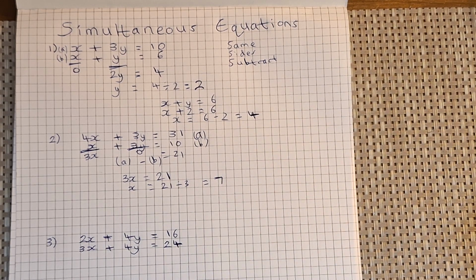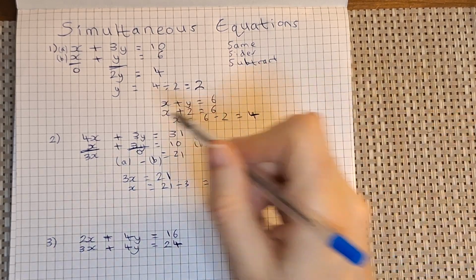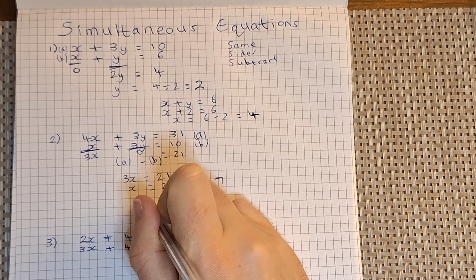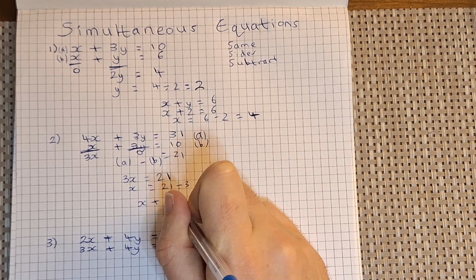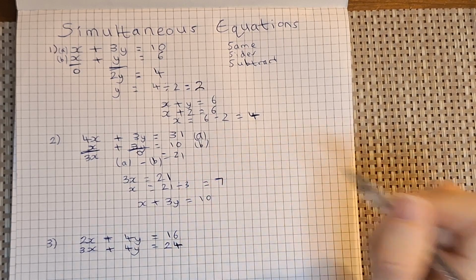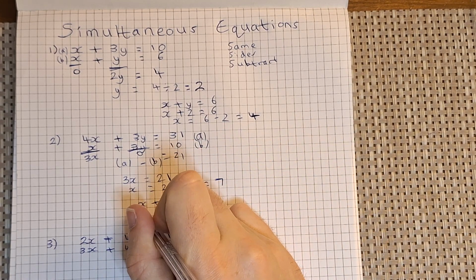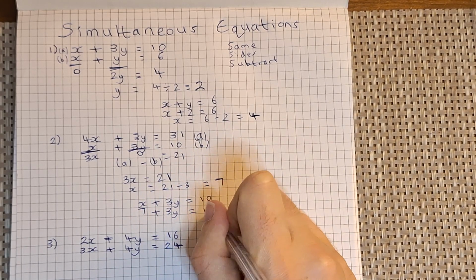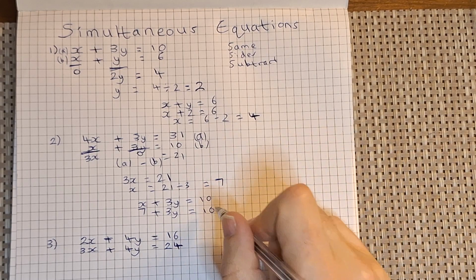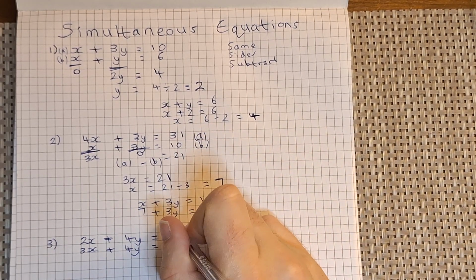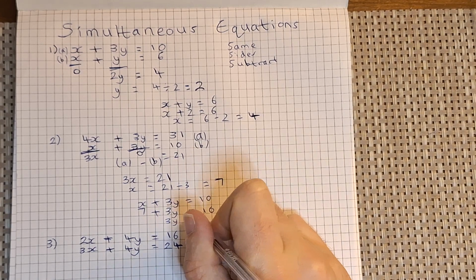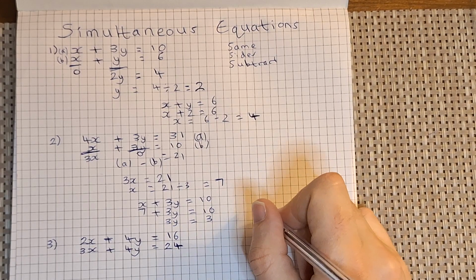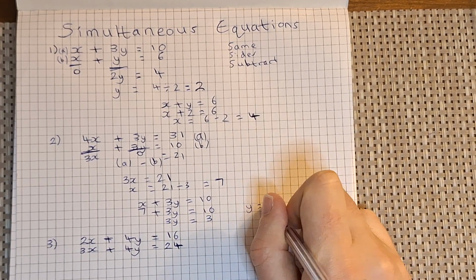Now we've found x, we need to find y. We can use any equation. Let's take the second one, x plus 3y equals 10. Now we know x is 7, so 7 plus 3y equals 10. We're going to subtract 7 here, and therefore subtract 7 here. So 3y equals 10 take away 7, which equals 3. If 3y equals 3, then y equals 1.